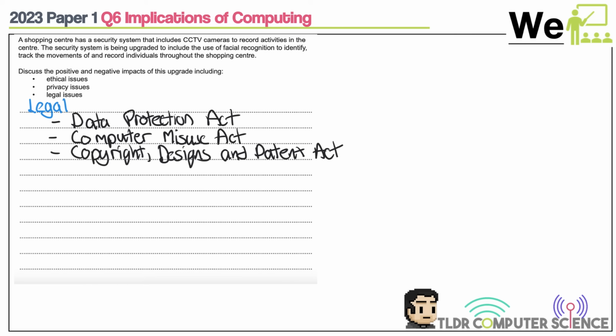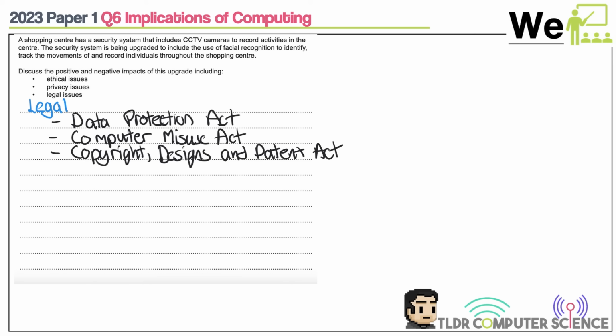And we can apply that by saying the customer is informed what the system is used for. So what is the data being held for? If it's held for longer than is reasonable, then it could be a problem. If the data is not held securely enough, especially since it's quite personal information like facial recognition, you could be fined.